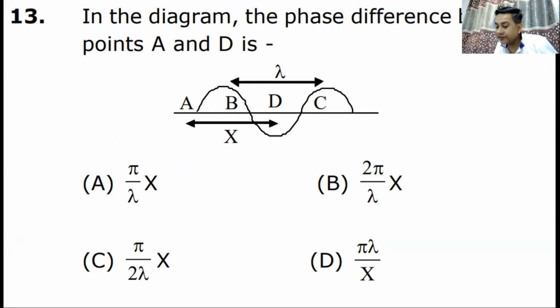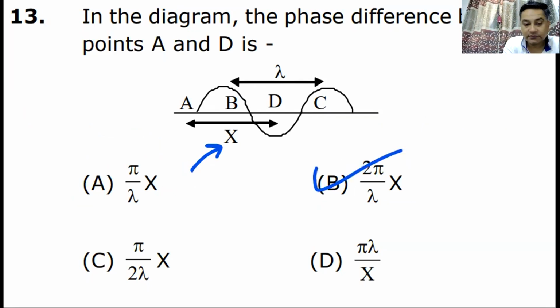Comes the next one. In the diagram, the phase difference between points A and D is asked. Path difference is given as X. To find out the phase difference, can I have your answers? Remember, we had already done that. Path difference and phase difference. The value of X which is given over here is the path difference. Phase difference is 2 pi by lambda into X. Kajal, do we understand this? Yes or no?